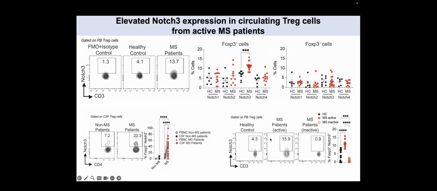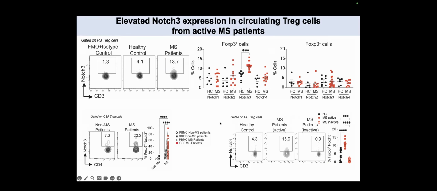What we find is that Notch3 is found in the peripheral blood of patients only during the active phase of the disease. This result pushes us to think about an active role of Notch3 in this disease, that Notch3 participates in or induces the disease in MS.